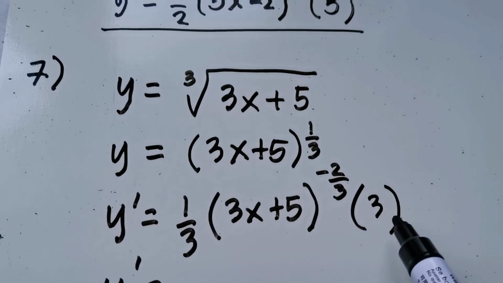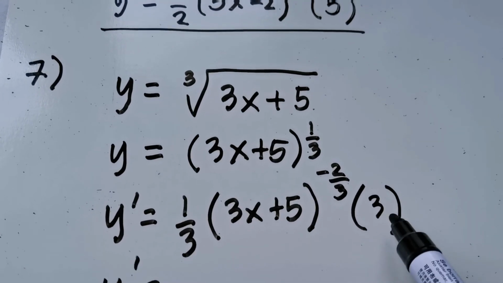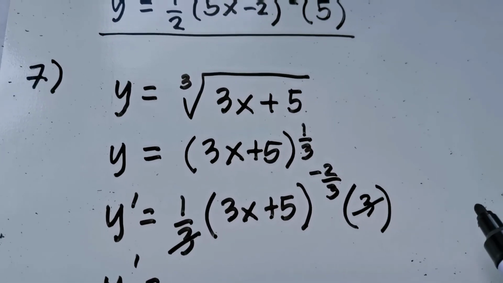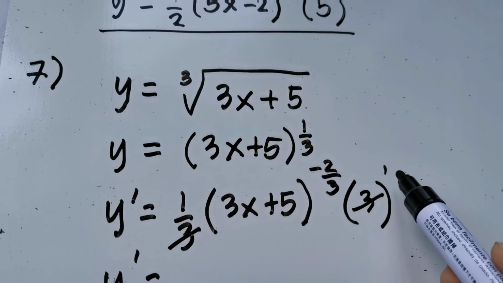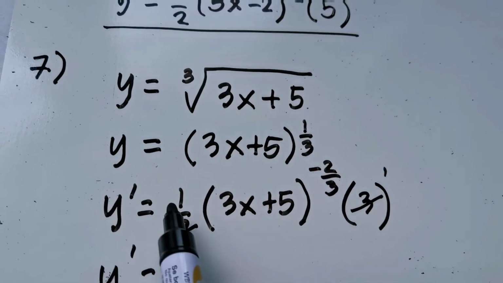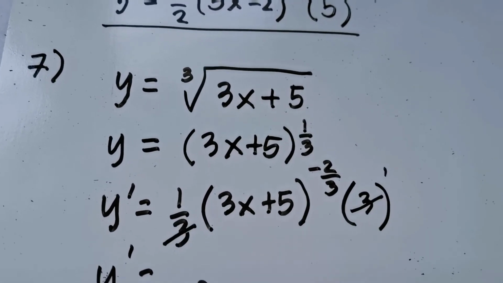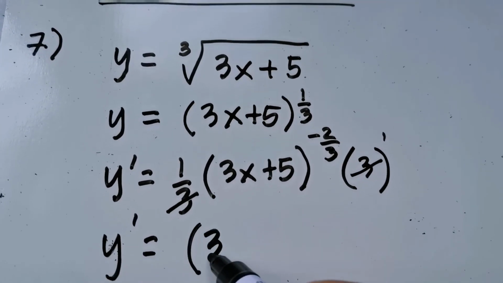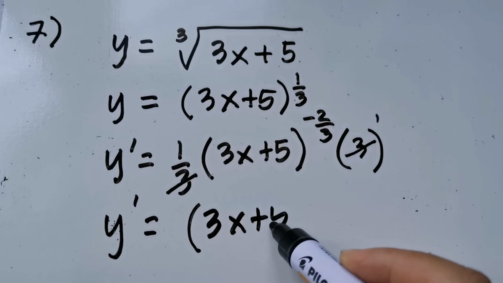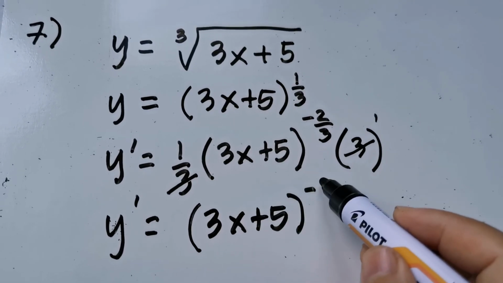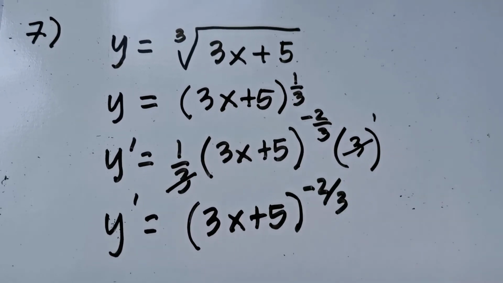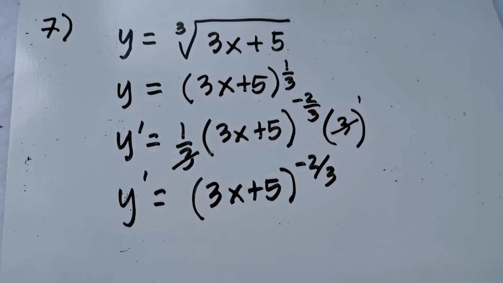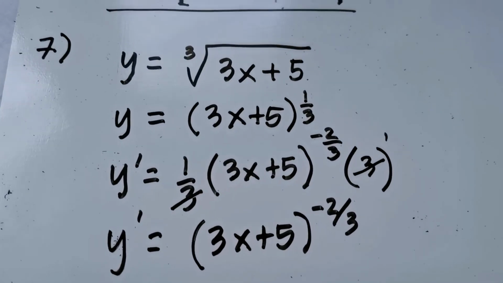So here we have 3 and 3. We can cancel 3 and 3. So the quotient is 1. So 1 times 1 is 1, so we don't need to write 1. So the final answer is 3x plus 5 raised to negative 2/3. So that is our final answer.